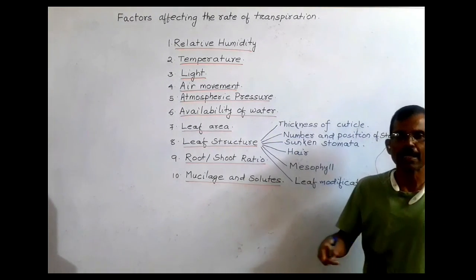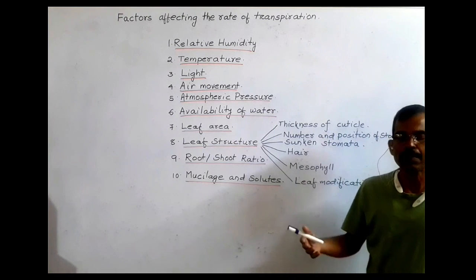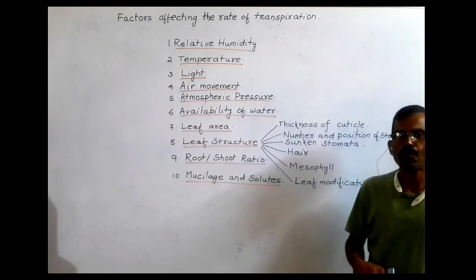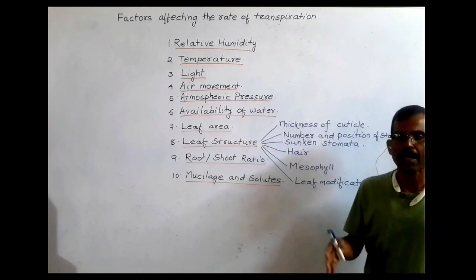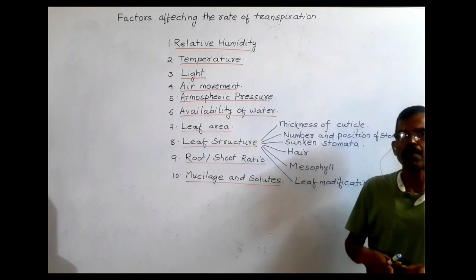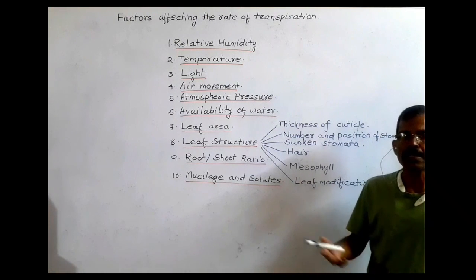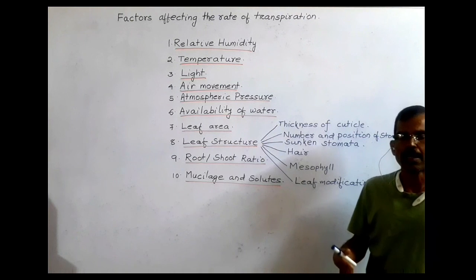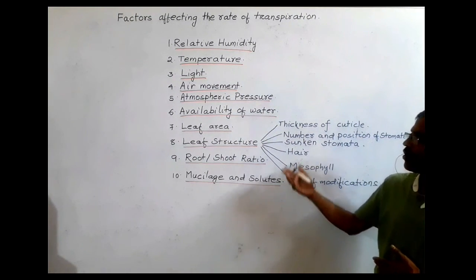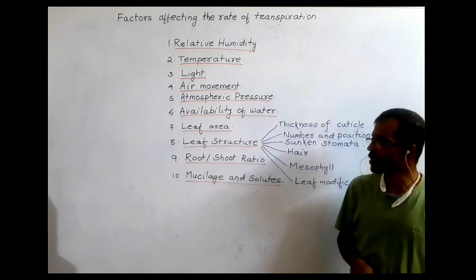So when the area of leaf increases, the rate of transpiration also increases. But due to close arrangement of leaves in the canopy, or due to shedding, or due to some other effects, the rate of transpiration in a tree can decrease. That is the effect of leaf area on the rate of transpiration.